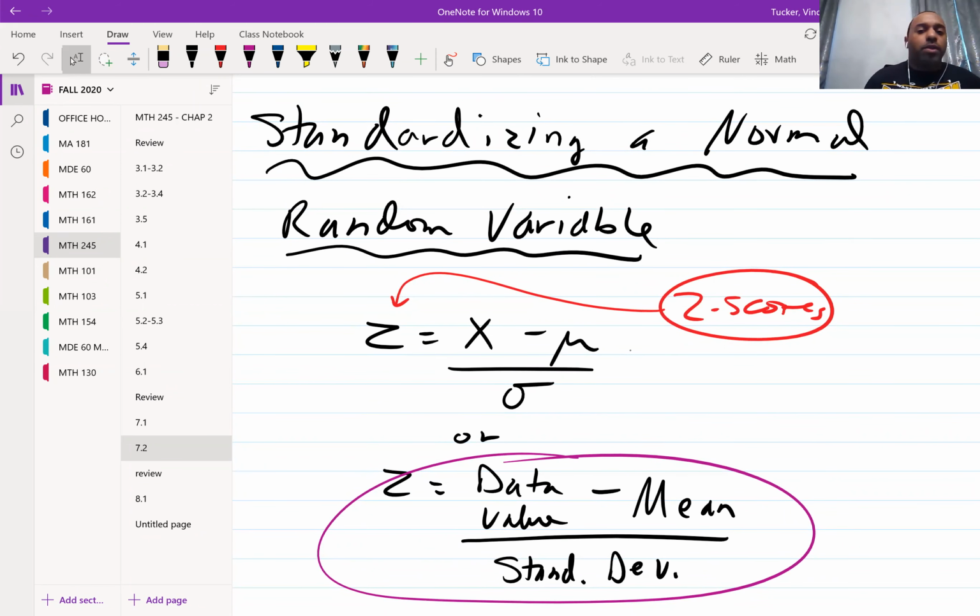In your z-score, you have z is equal to x minus mu over sigma, excuse me, not theta, sigma. And that basically means this right here, your data value minus the mean divided by the standard deviation. So that's what we're going to hold true to. No matter what symbols you use to calculate your z-score, it's always going to be your data value minus the mean divided by the standard deviation.